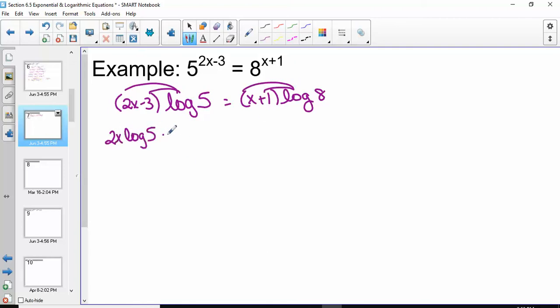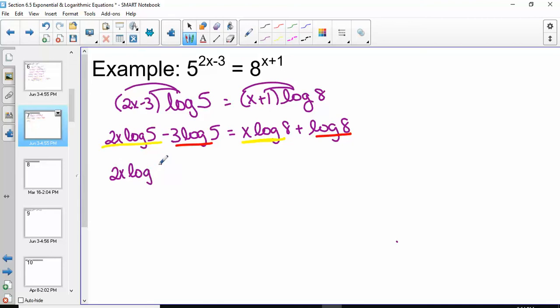So we get 2x log 5 minus 3 log 5 equals x log 8 plus log 8. Okay, we have two terms with an x and two terms without. So what we're going to do is take every term with an x on one side and everything without on the other. So I'm leaving this 2x log 5. I'm going to subtract my x log 8. Over here I'm leaving my log 8. I'm adding my 3 log 5.